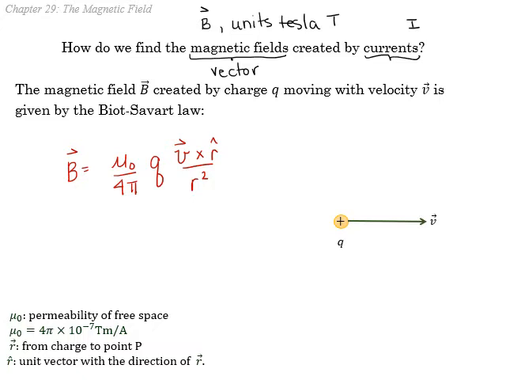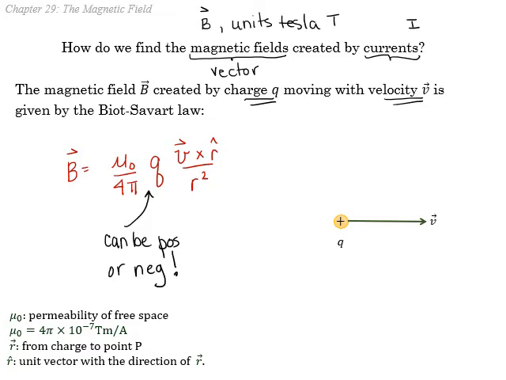Q is the charge that's moving. Something that's important here is that our charge Q can be positive or negative. So it's important to remember that charges can be either way. V is the velocity of charge Q. So we know it's moving. It has a magnitude and a direction.